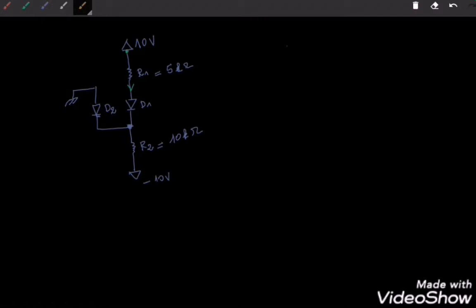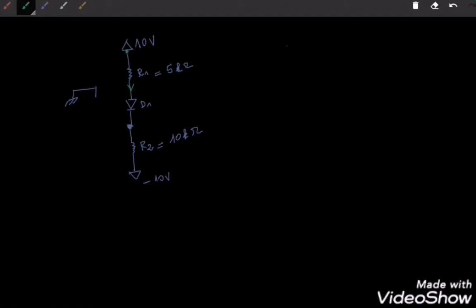So what I can see here in this circuit is that I have a voltage divider. So this is the voltage divider. What I will do here is to imagine that this diode here does not exist. So I will just imagine that this here does not exist.